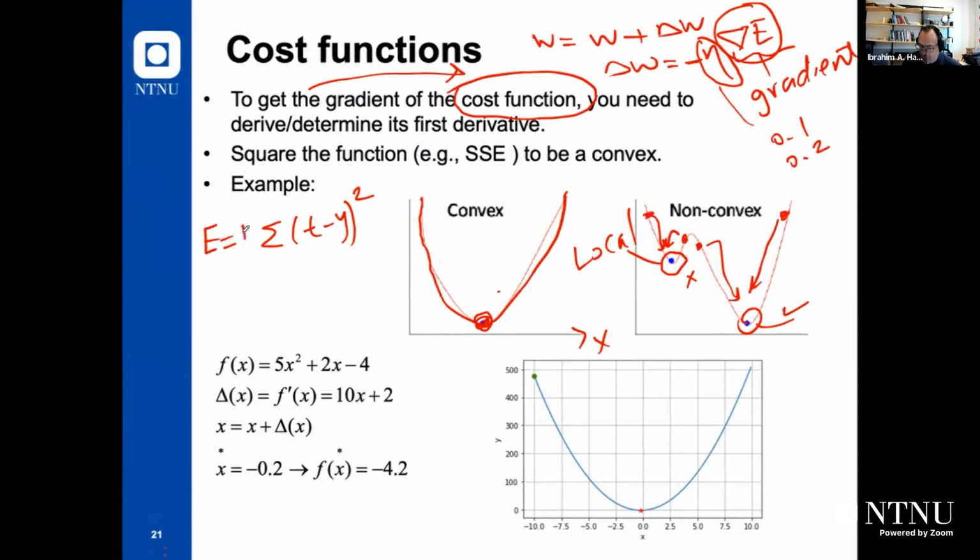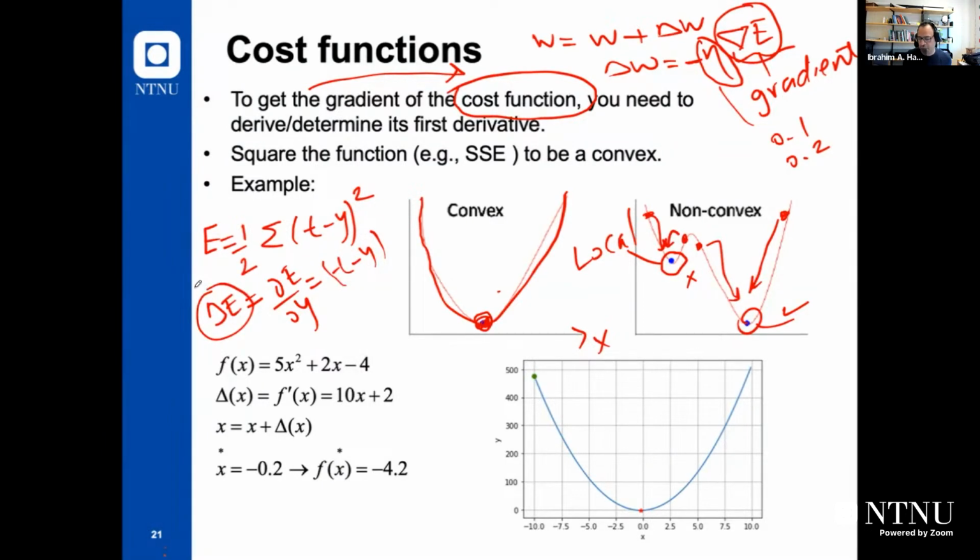Usually we multiply it by 1 divided by 2, because when we differentiate this one to get delta e, it will be partial e by partial y, for example. So it will be 2 multiplied by half, so at the end it will be t minus y. So we just multiply it by 0.5 to make it nice when we differentiate it, when we try to get the gradient.